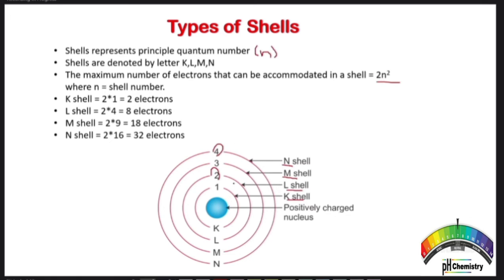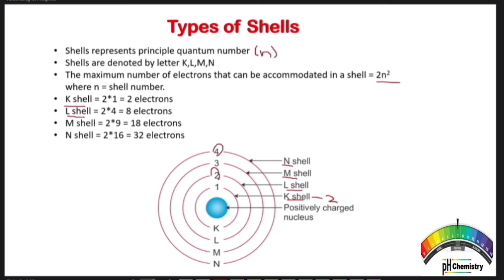So here we will calculate the maximum number of electrons for the different shells. For the K shell, you can see the value of n is 1. 1 square is 1. So 2 into 1 is 2. So the maximum number of electrons that the K shell will contain is 2. You can always see in any atom the first shell will contain a maximum of 2 electrons.